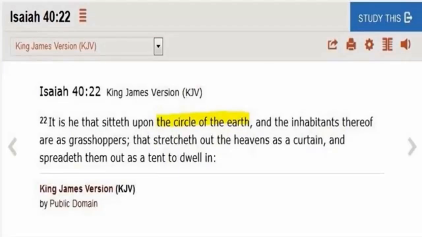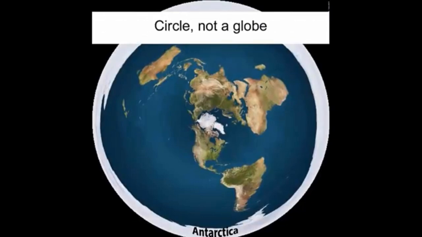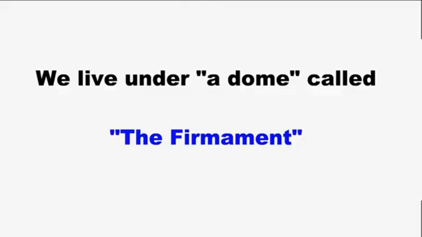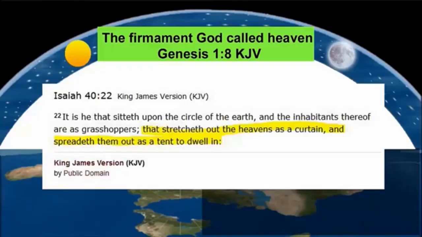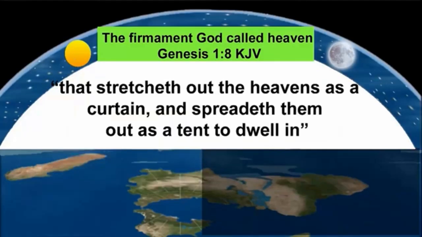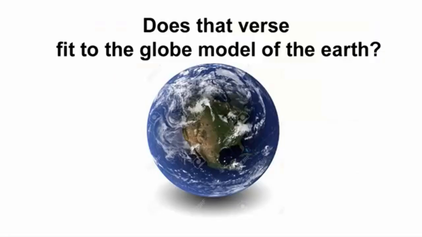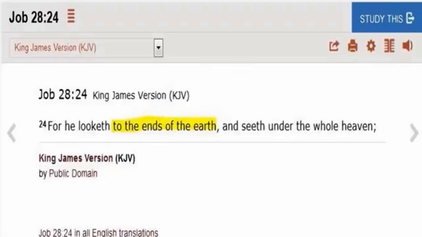It is he that sitteth upon the circle of the earth, and the inhabitants thereof are as grasshoppers, that stretcheth out the heavens as a curtain, and spreadeth them out as a tent to dwell in. For he looketh to the ends of the earth, and seeth under the whole heaven.